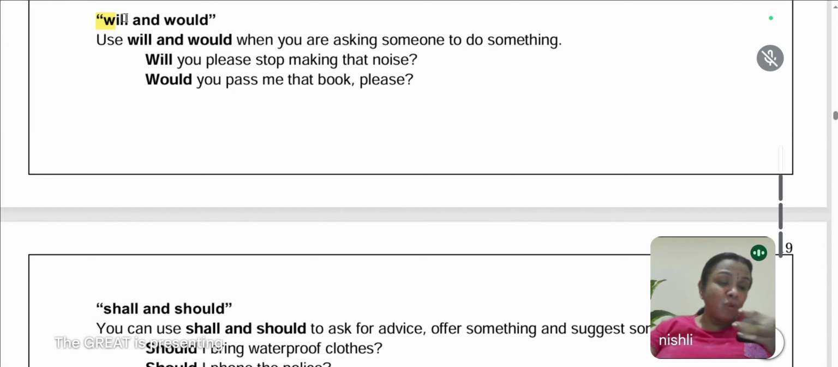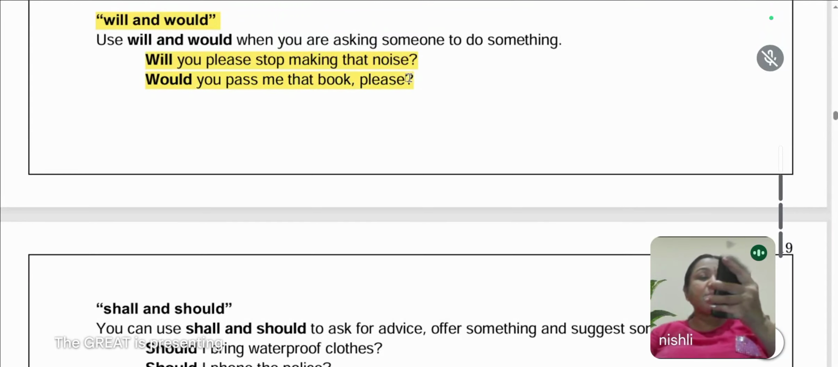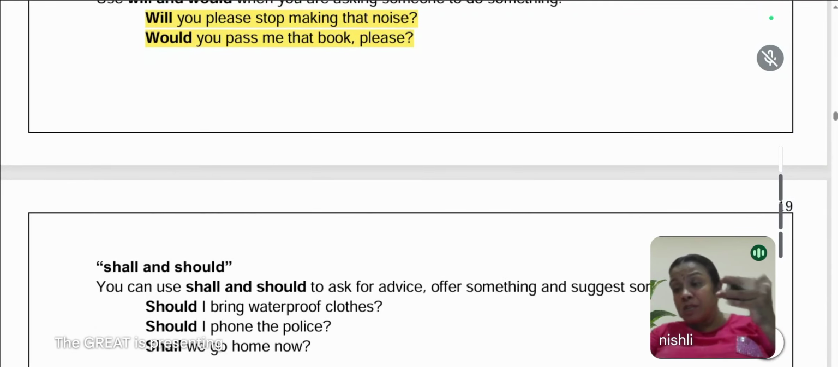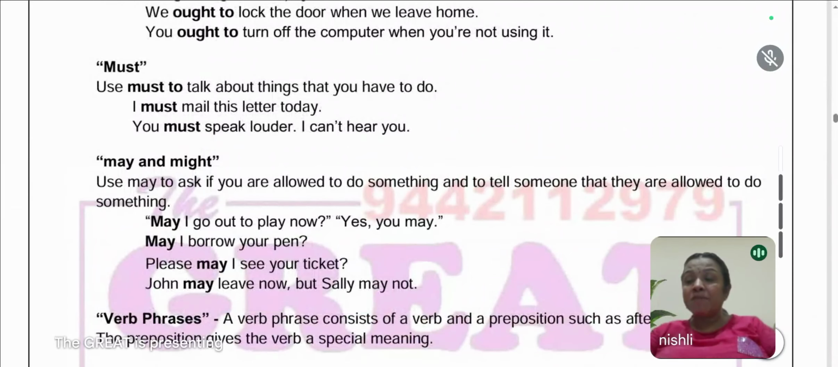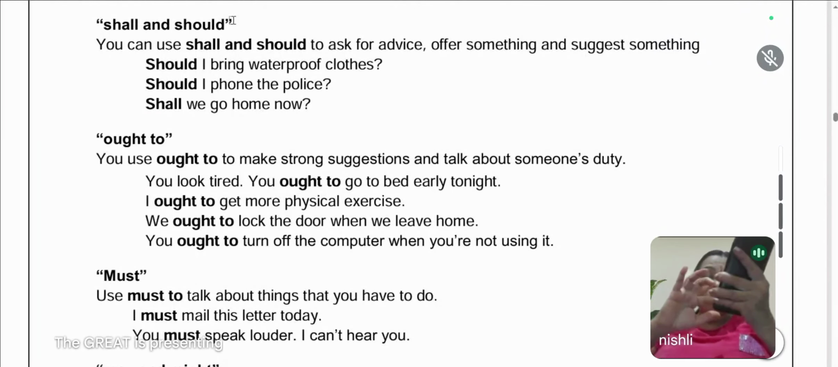Next is will and would. Will and would are used when asking someone to do something. Will you please stop making that noise? So you're asking somebody. Would you pass me that book, please? Or would you pass me the salt, please? So when you're sitting at a dining table, having dinner, you have the salt shaker. So you're asking them to pass that salt shaker. Can you pass me the salt, please?